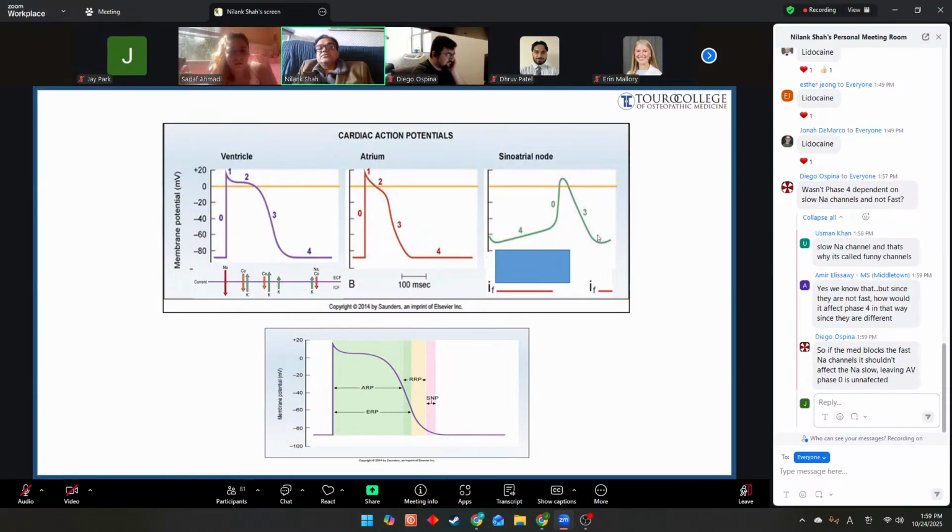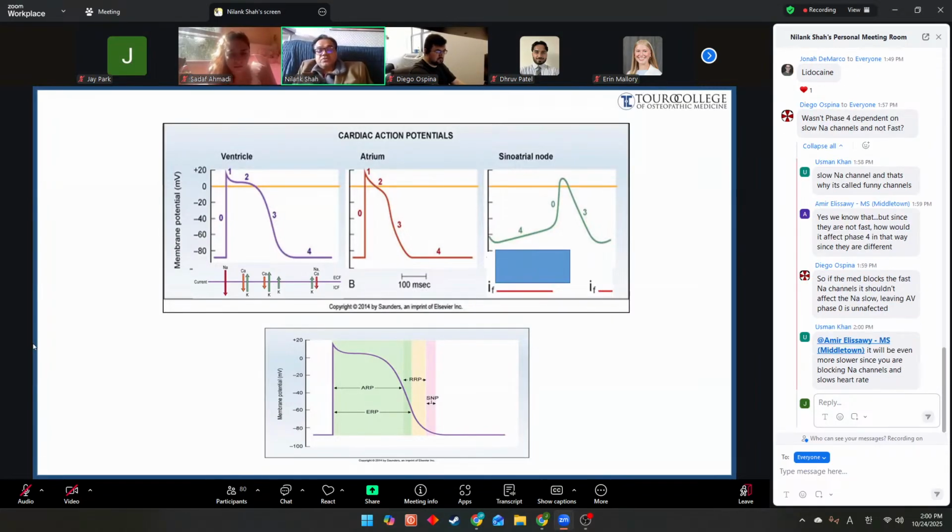Yeah, it does. Phase 4 is also because of the slow channel. Mainly, I know that, but this sodium channel blocker will also block that channel. Okay, it will also block that channel. That's why it will prolong phase 4. Those who put in the chat, asking the questions, but why will it make phase 0 less steep here?